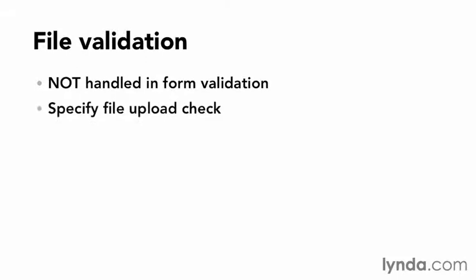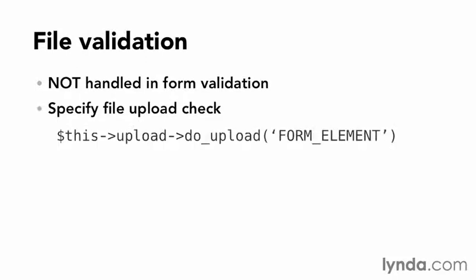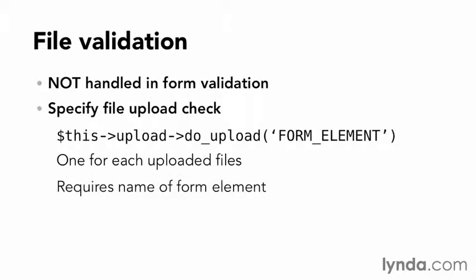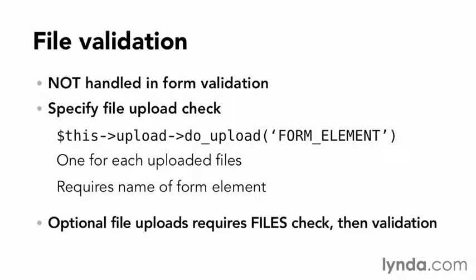Then navigate to the form validation. The form validator doesn't actually check file uploads, which is a bit goofy. Instead, I'm going to have to explicitly specify a file upload check using do_upload and the name of the form element. If you're uploading multiple files, you will have to do multiple do_uploads. If you leave out the name of a form element, it won't work. Finally, I'm going to make file upload optional by checking the files array, then performing validation. As ugly as this looks, this is the recommended method.